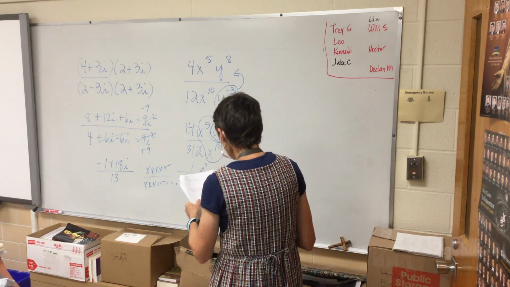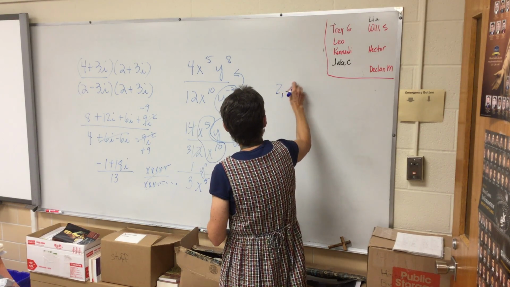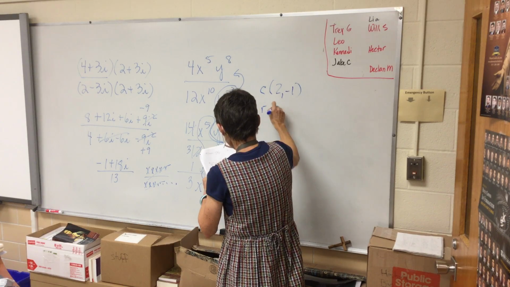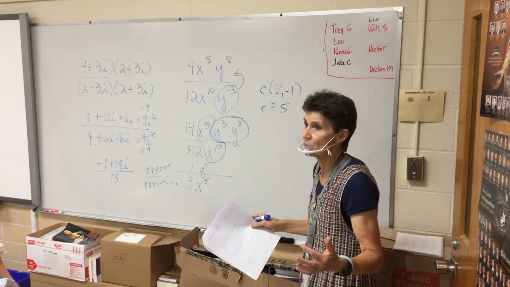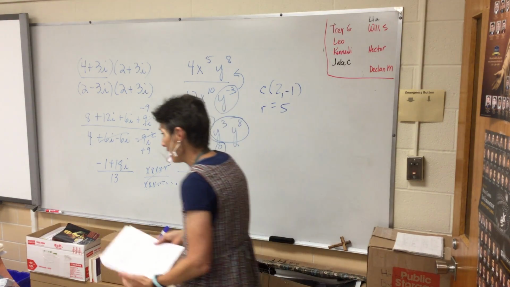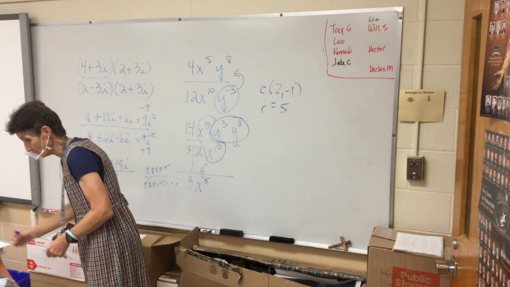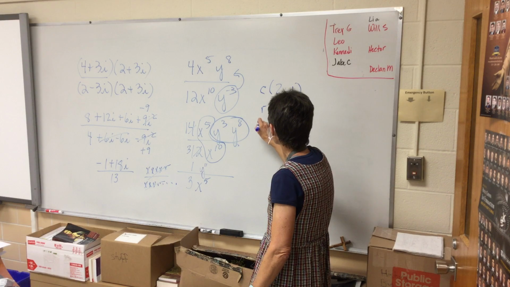All right, write the equation of the circle whose center is (2, -1) and whose radius is 5. This is a simple problem. There's no work to do. You just have to know the format. Who remembers the format for the equation of a circle? Caroline?